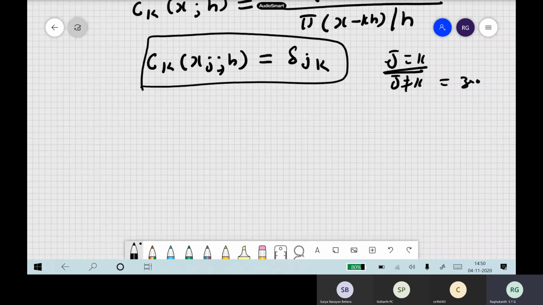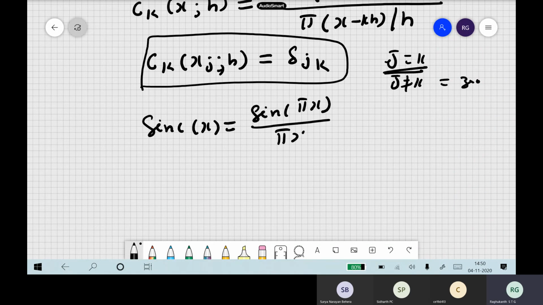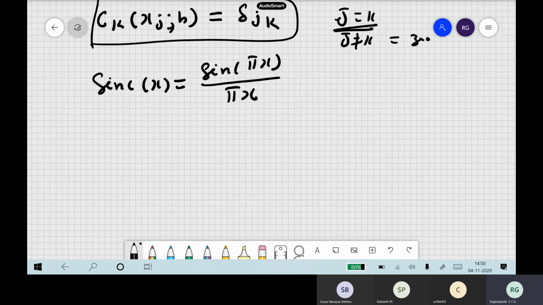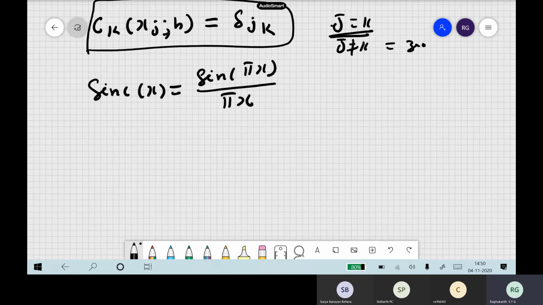Now if you take h as 0, you will get the simple function sinc of x, which is sine of pi x by pi x. If you try to plot this function in MATLAB, how does it look? This function is very famous, even in seismology also. I told you previously how this function looks.